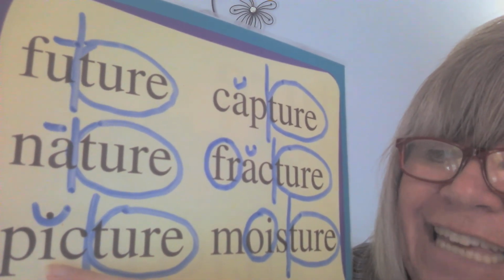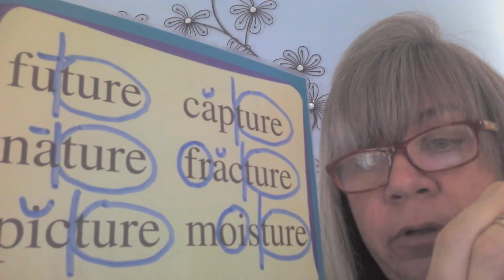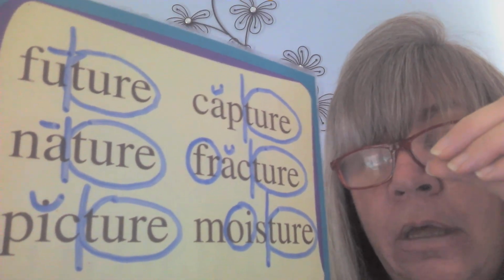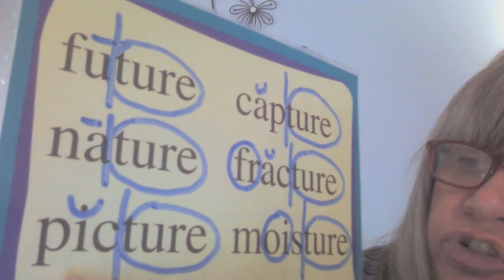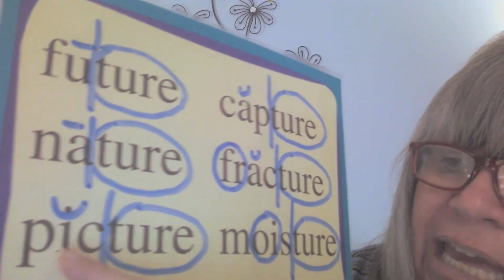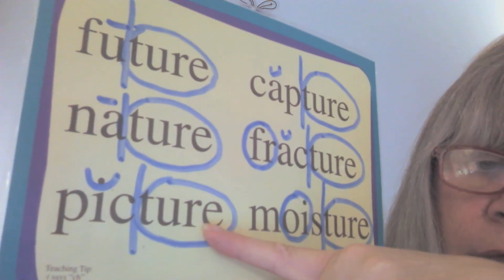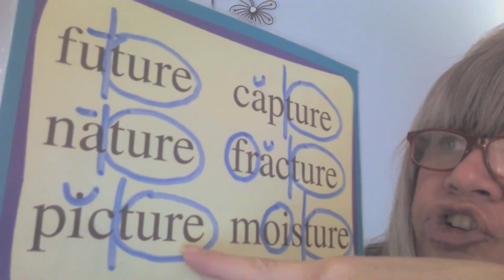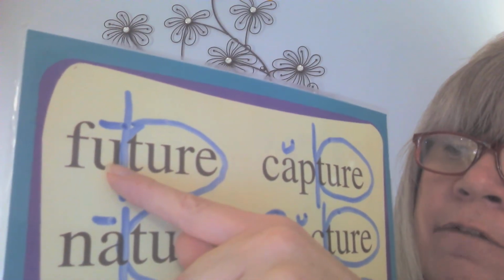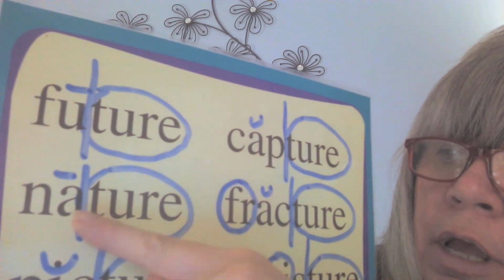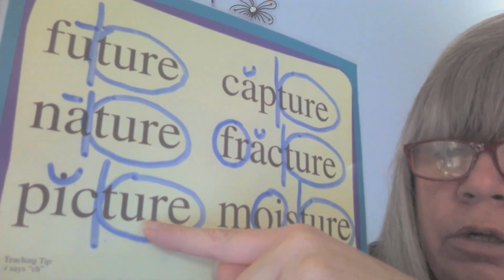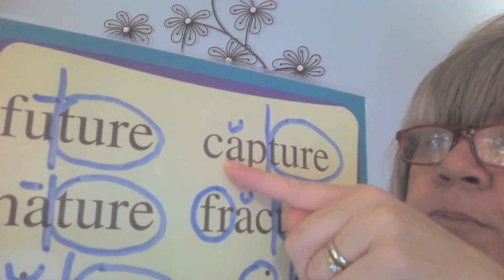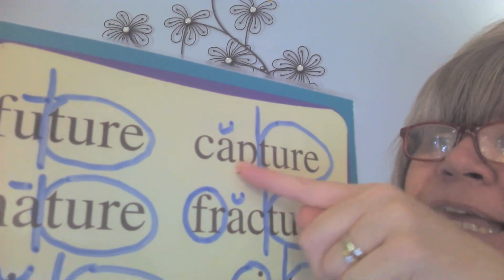Okay, but in this word, the first beat is a closed syllable because it ends with a consonant. So the I says it. Open syllables, the vowels say their own name. Closed syllables or beats, the vowels say their short sound. So this says pick, picture. Put it together and you get picture. Can you read the words from the top? Future, nature, picture. Good job.